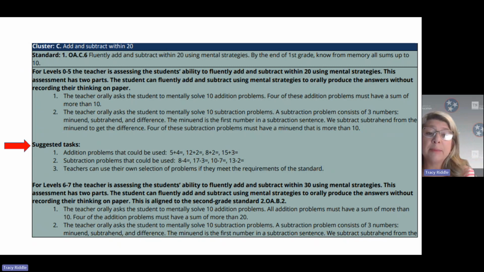You will also see some subtraction problems that you could use. These are only 4 examples. You will need to ask the student 10 subtraction problems. Of those 10, remember that 4 should have a minuend of more than 10. We have given you some examples.